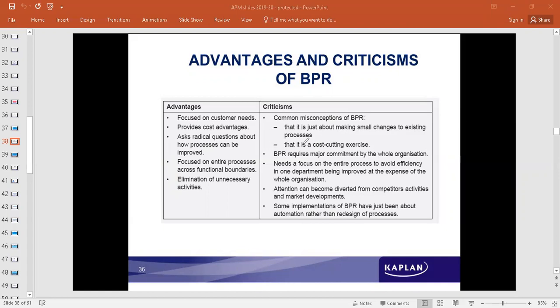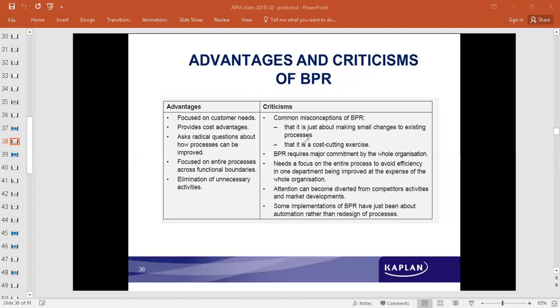Initially, it is a costly thing to invest in the new technology, it is cost incurring, but it is a cost advantage because very soon they would break even and then they can realize the economies of scale. Therefore, it is an advantage. And then it is not about making incremental changes, but about asking radical questions about how the processes can be improved. Not making small, simple incremental changes, but making major, radical changes in the organization.